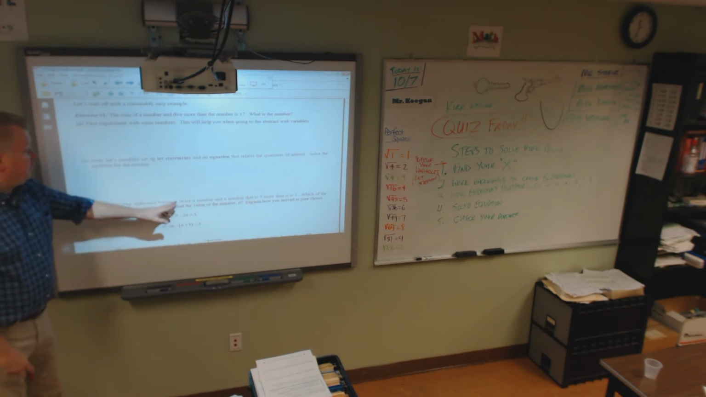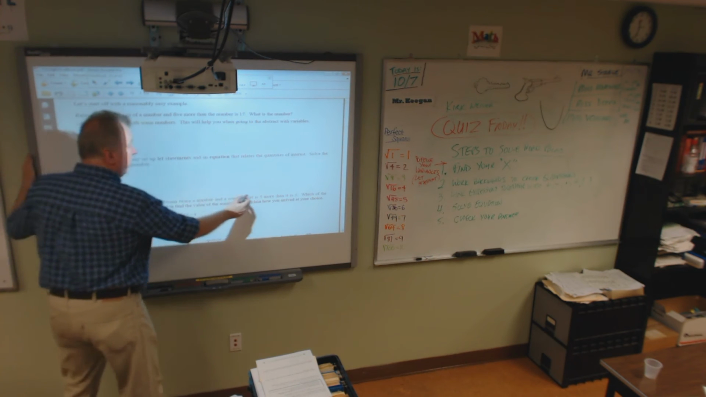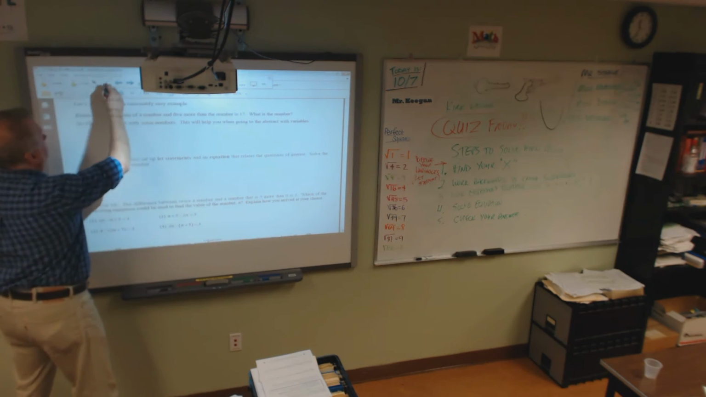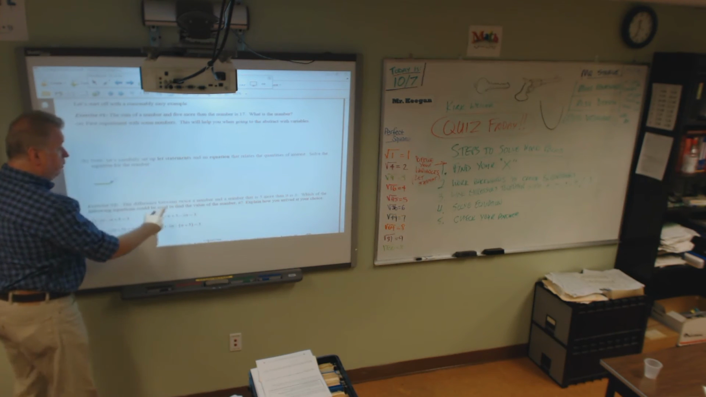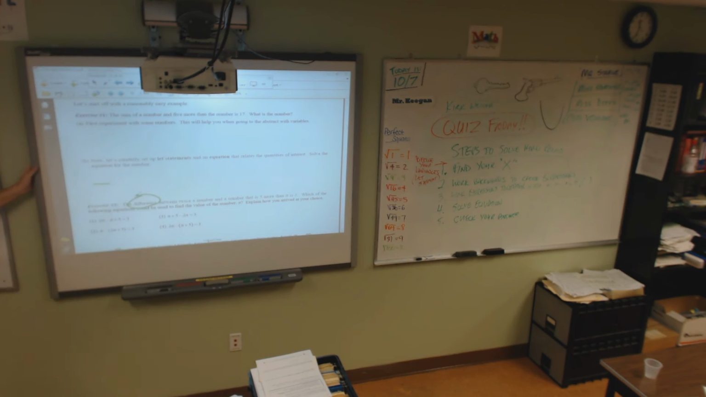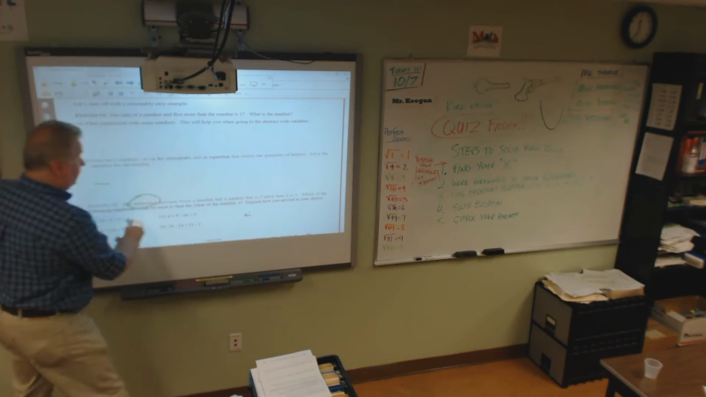Exercise 2 says the difference between twice a number and a number that is 5 more than it is 3. So how can we write an equation based on what they're telling us here? First of all, the difference. What operation is difference? Subtraction. So we're going to be subtracting two things.